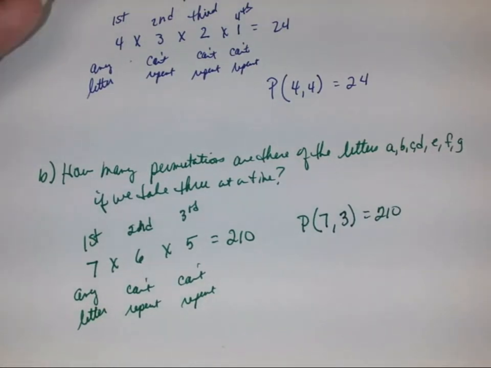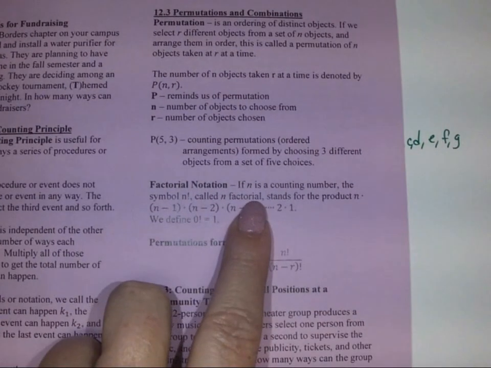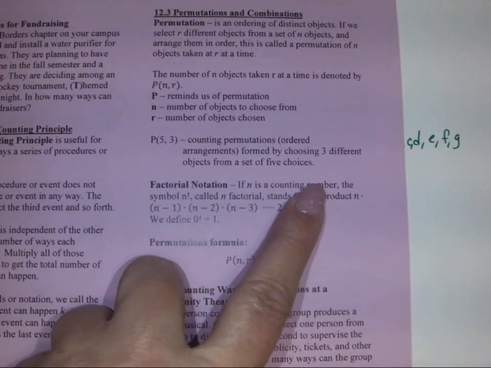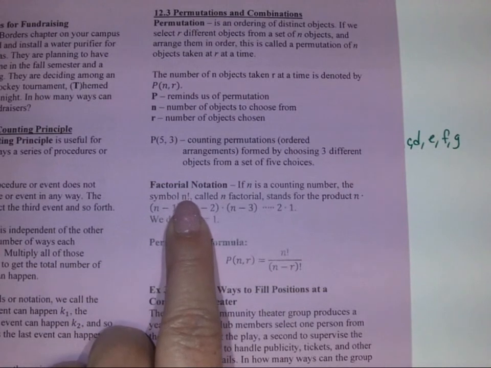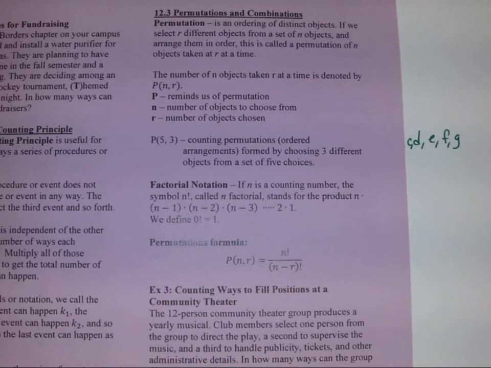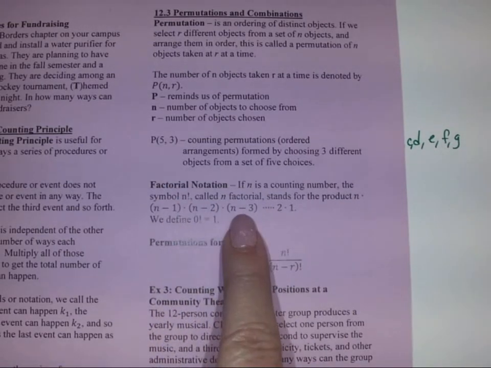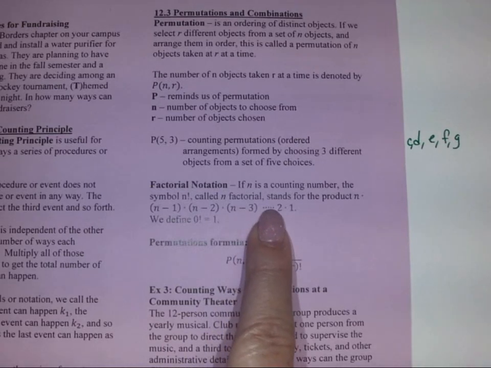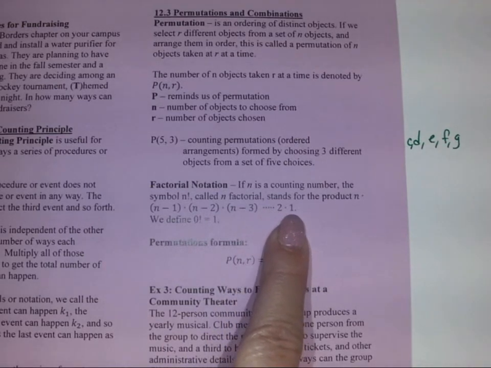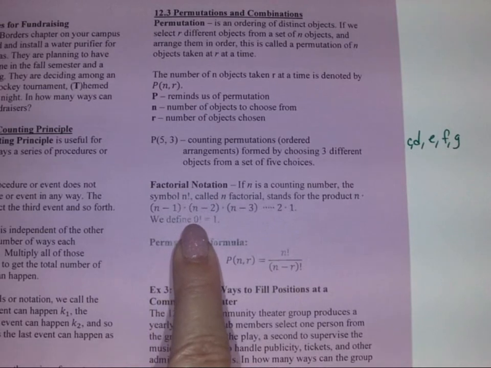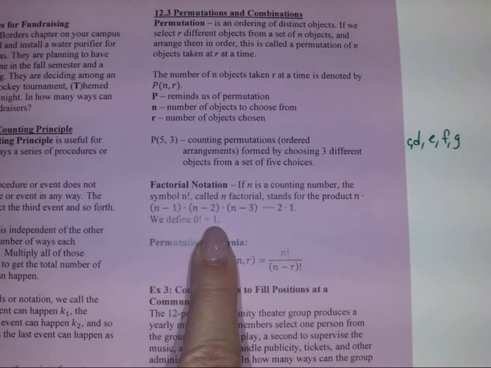So this is to get you to understand what's happening with the permutations. Now we're going to learn about factorial notation. If n is a counting number, the symbol n factorial, which is an n with an exclamation point, stands for the product of n times n minus 1 times n minus 2 times n minus 3, all the way down to 2 times 1. We define 0 factorial to be equal to 1.